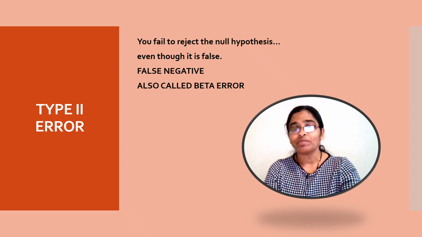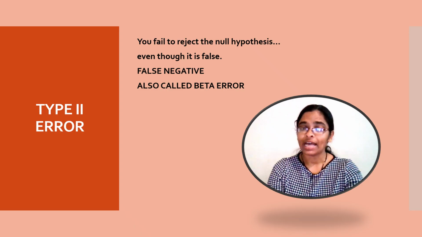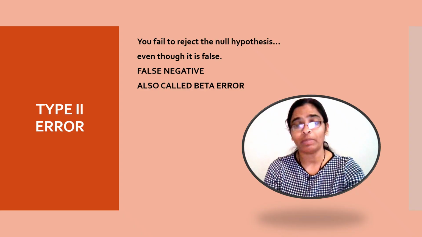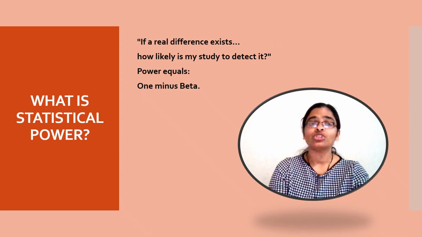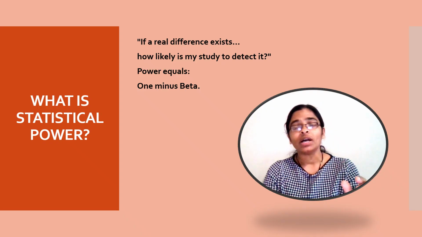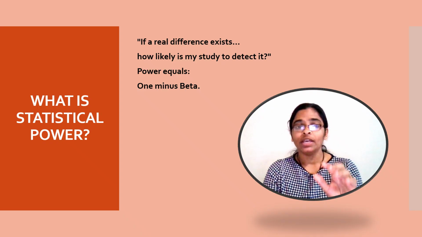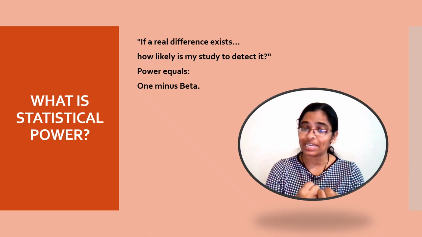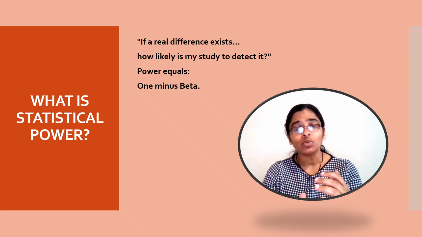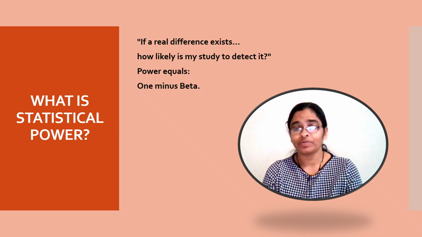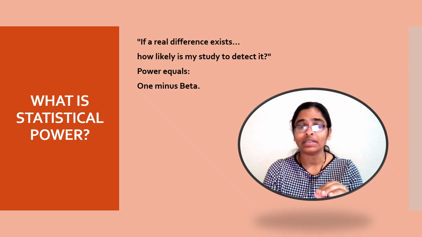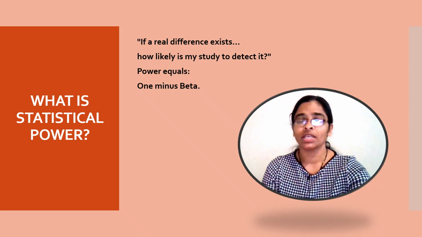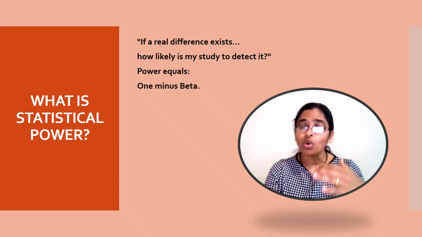Type 2 error is represented by beta. Unlike alpha, beta is closely related to statistical power. So that brings us to statistical power. Power answers one question. If a real difference exists, how likely is my study to detect it? So power equals 1 minus beta. Most of the well-designed studies aim for 80% or 90% power. Higher power means lower chance of type 2 error.